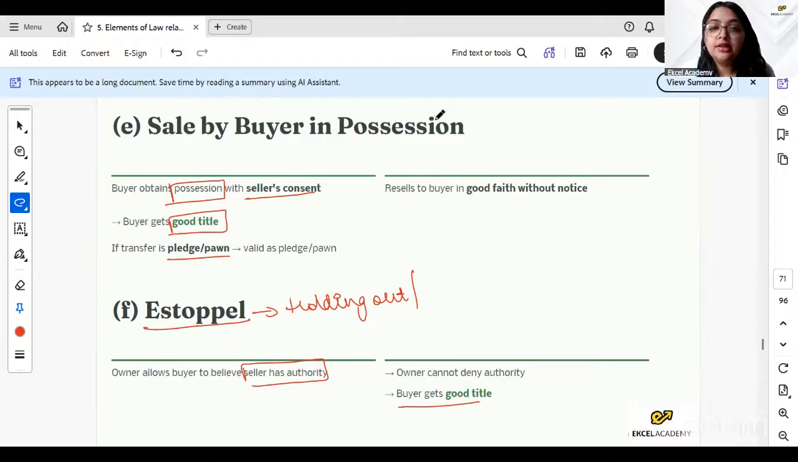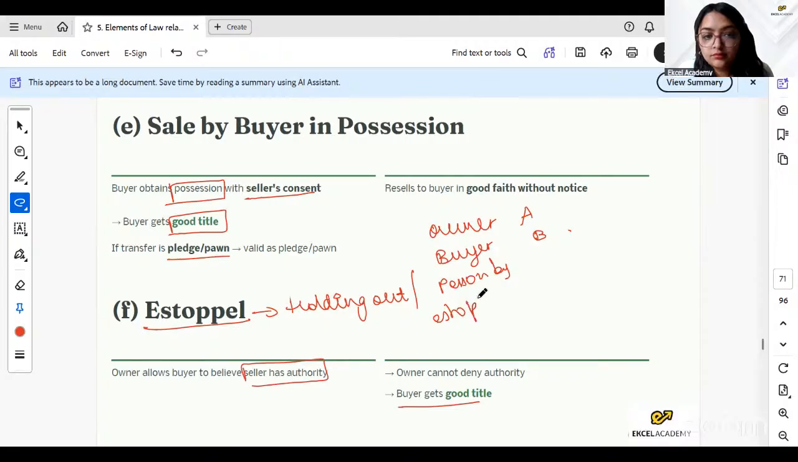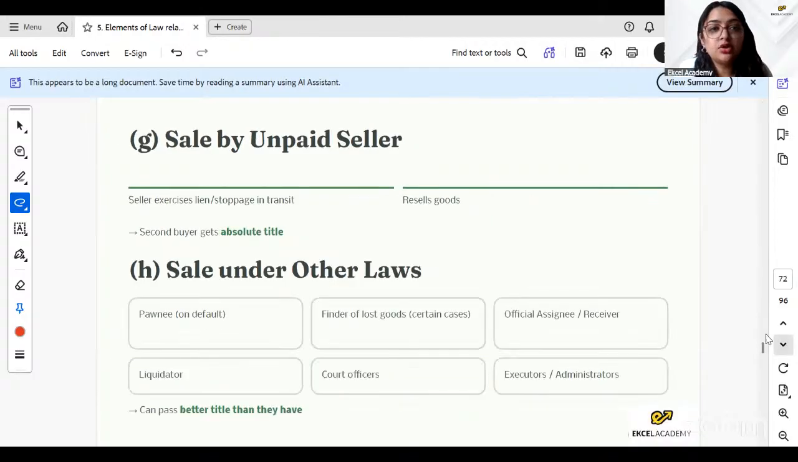Let's say, for example, you have owner A, buyer B, and the person by estoppel is C. So who is actually the owner of the goods? A, all right. But what is happening in this case? C has represented himself to have the authority to sell the goods to B. C may not necessarily tell that I am the owner of the goods, but C may tell that, listen, I have the authority to sell these goods. In that case, the buyer will get good title. All right, so I hope you are clear with these concepts, clear with the concept of estoppel.